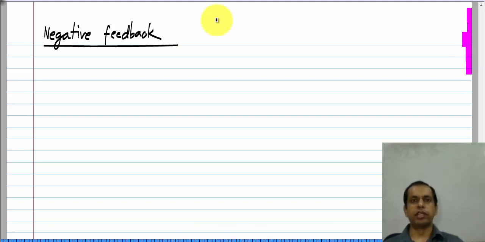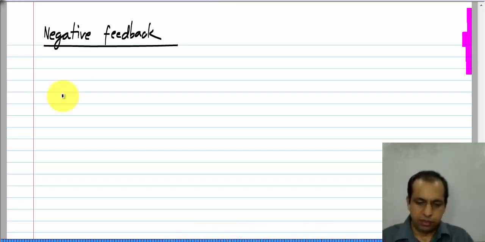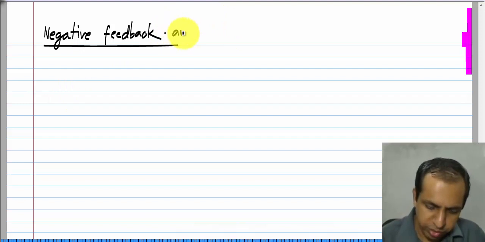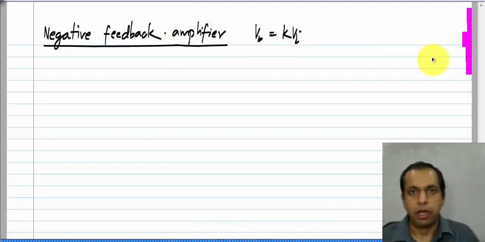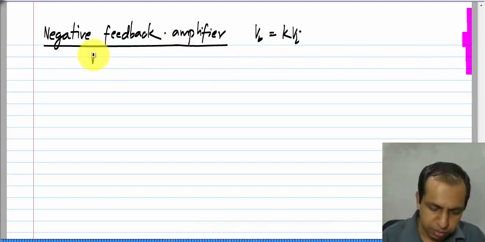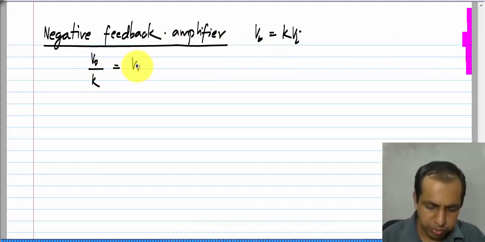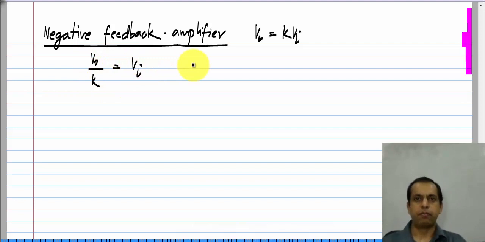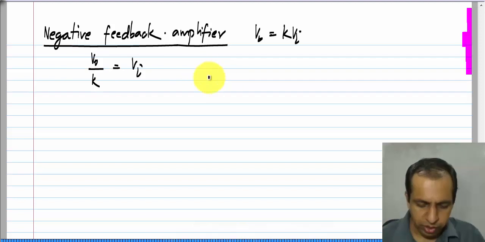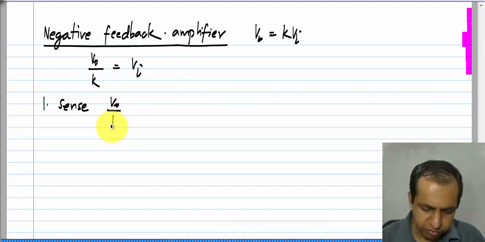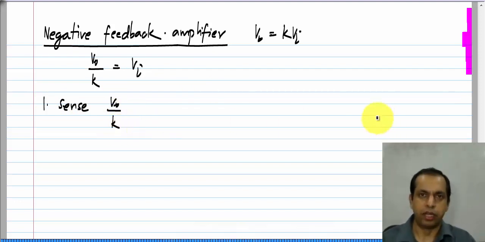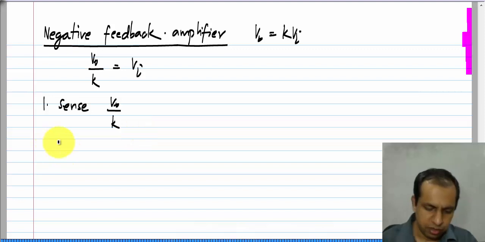Now, in our case we want to make an amplifier, let us say. So, in my case I want to make an amplifier using negative feedback. That means that V naught should be equal to k times V I. I will just recast this relationship as V naught by k should be equal to V I. Now, how does the op amp help me? What I will do is the following. I sense V naught by k. How will I do it? I will show it to you in a short while.